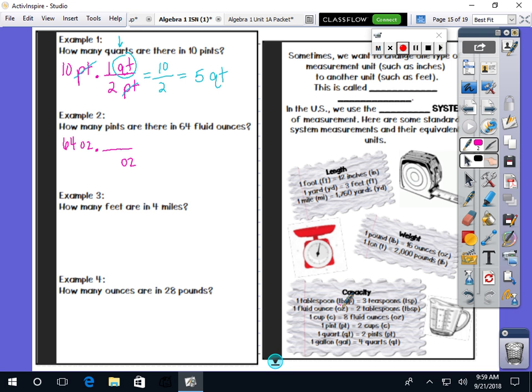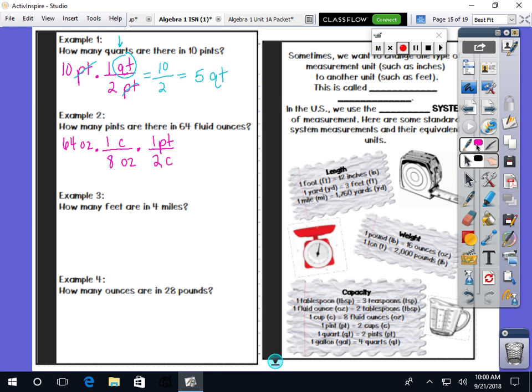We know that 1 ounce is 2 tablespoons. But remember, we're trying to get to pints. So we could even start a little lower because we're trying to get to pints. So couldn't we go and say 8 ounces is 1 cup? 8 ounces is 1 cup. Now that we have cups in the top, in our next fraction, cups has to go in the bottom. And what do we know about cups? Isn't 2 cups equal to 1 pint? So 2 cups is the same thing as 1 pint.